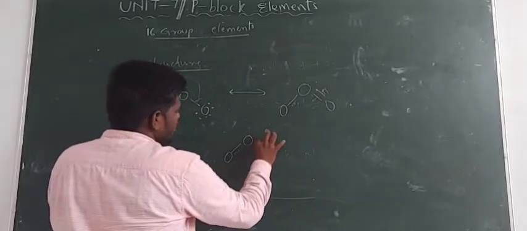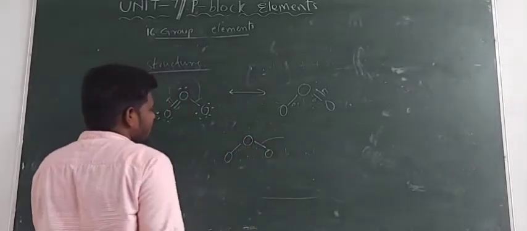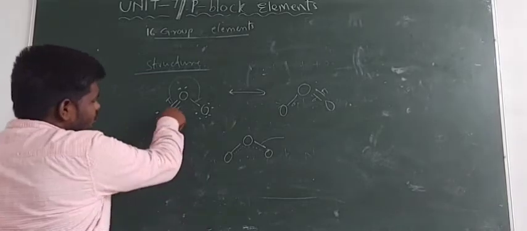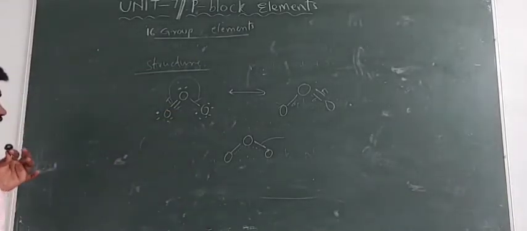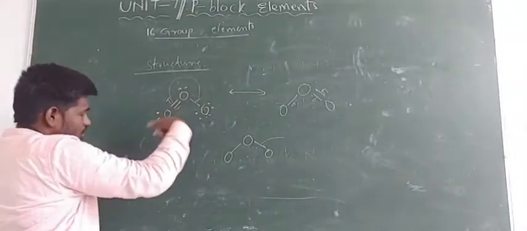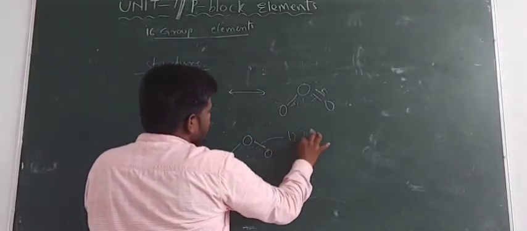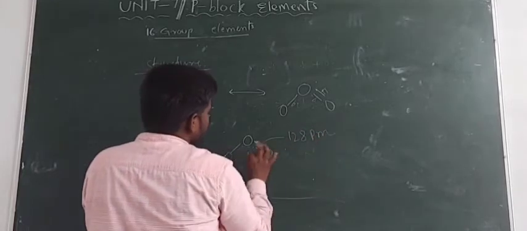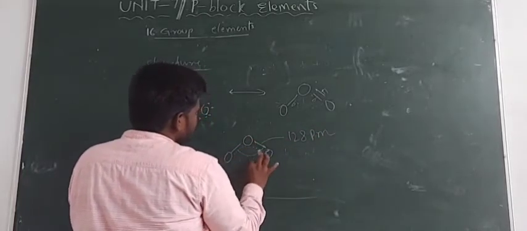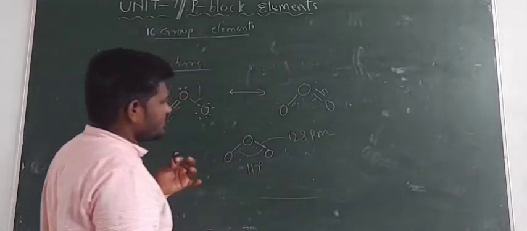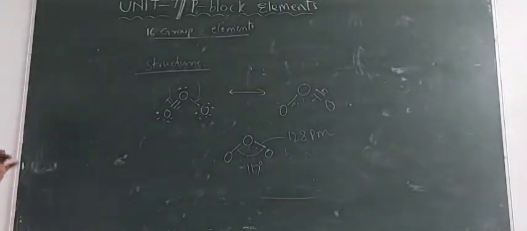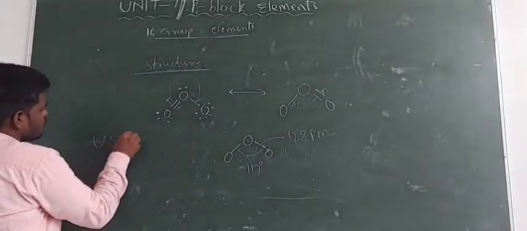Right guys, here the lengths of the two bonds are identical, because the pi bond is not localized at a particular position. This is delocalization. That's why both bonds are identical, and this bond length is 128 picometers, and the bond angle is 117 degrees.